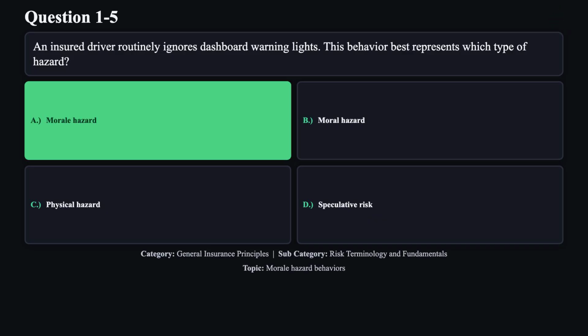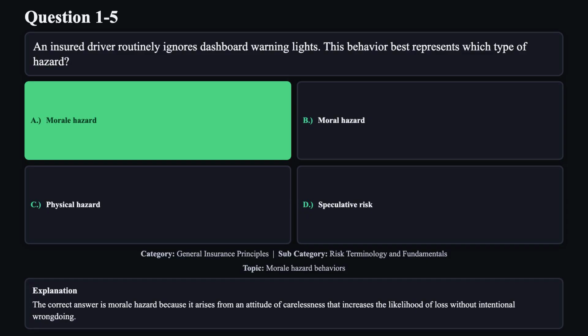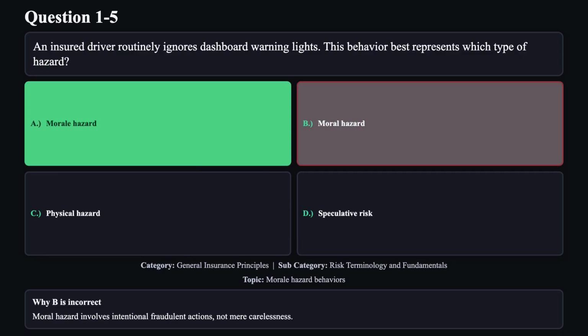The correct answer is A. The correct answer is morale hazard, because it arises from an attitude of carelessness that increases the likelihood of loss without intentional wrongdoing. Reason B is not correct. Moral hazard involves intentional fraudulent actions, not mere carelessness.